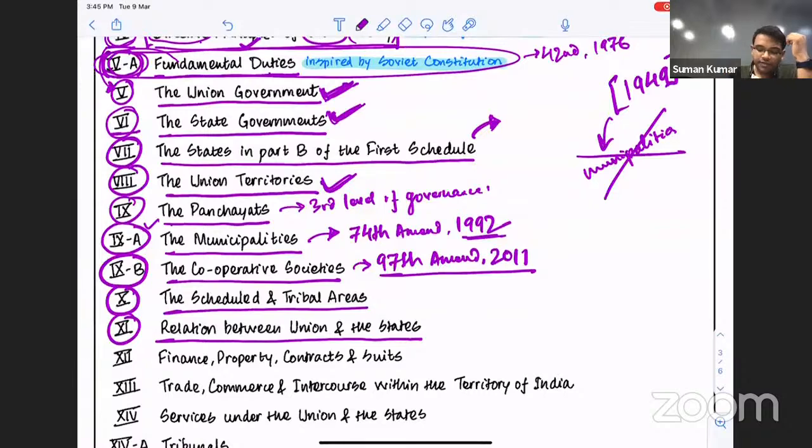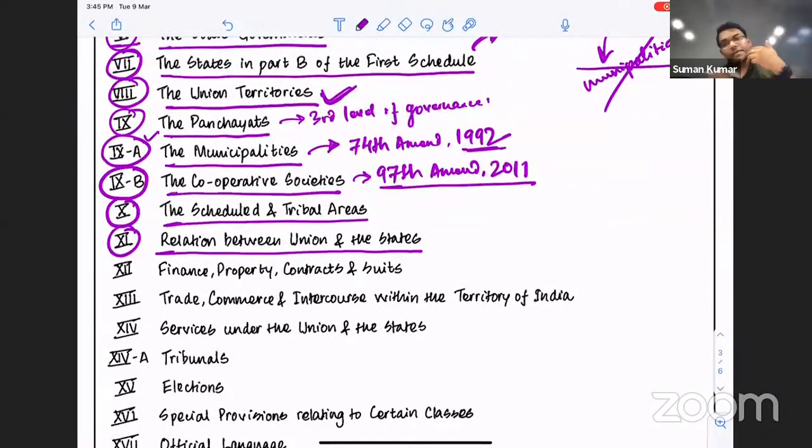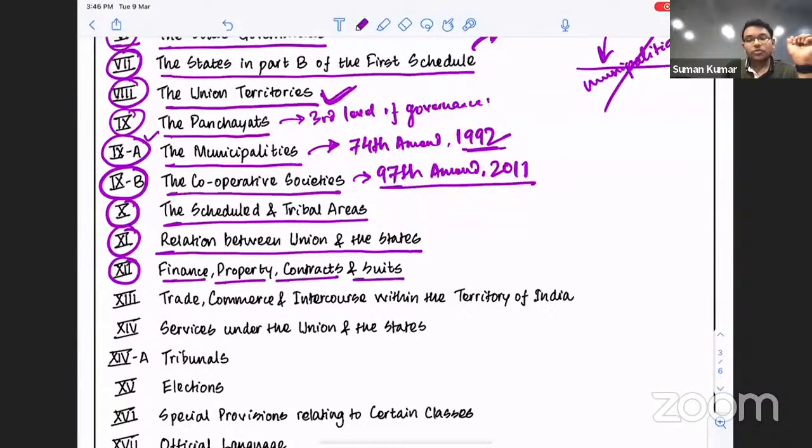After part 11, we established that there will be a union government, part 5, and a state government, part 6. What are the relations between them? That is in part 11. But at the end of the day, it is said, life is all about money. Somehow the aspect of money needs to come in. Till now, we didn't mention anywhere in the constitution where is money or what is finance. So somehow it needs to get mentioned. After the relation between the union government and the state government, it makes sense to talk about money. And that is exactly what part 12 is. Part 12 is finance, property, contracts, and suits.